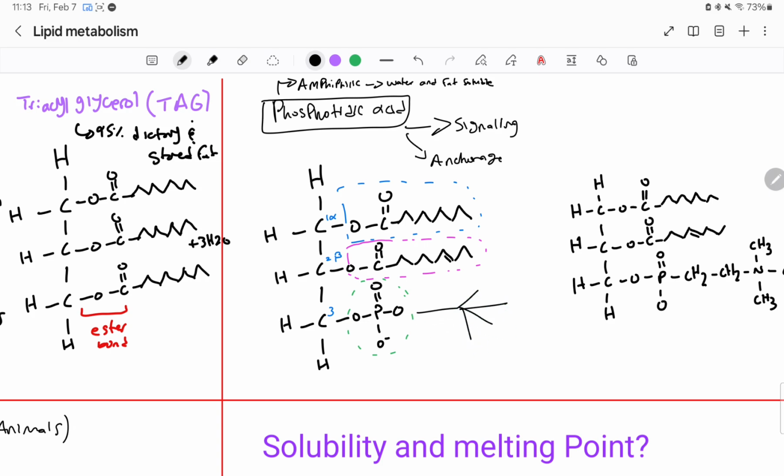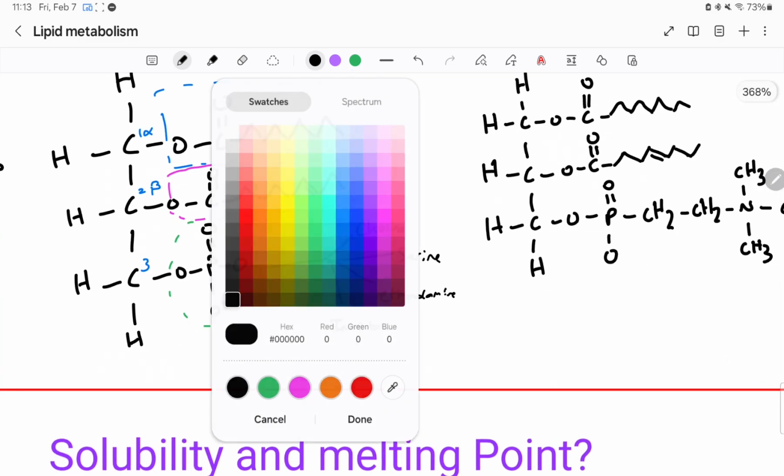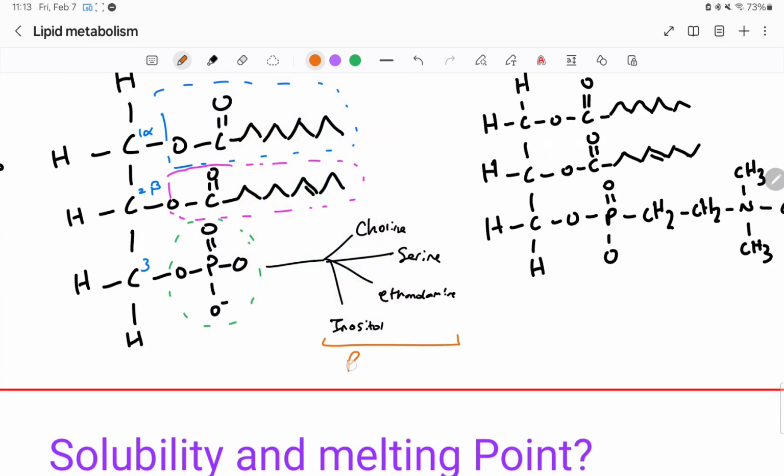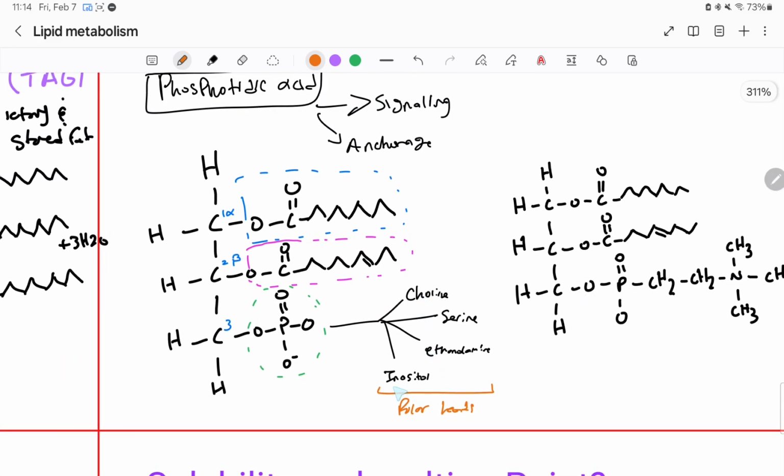Okay, because this phosphate can bind to polar heads, things like choline can bind, things like serine, things like ethanolamine, okay? Things like inositol, which is actually extremely important, okay? But these polar heads can bind to this phosphate group to create a phospholipid. And I'll give an example of that right here, okay? These polar heads, one at a time. So we can either be inositol here, or it could be ethanolamine here, or serine here, or choline. Not all of them, only one of them, okay?